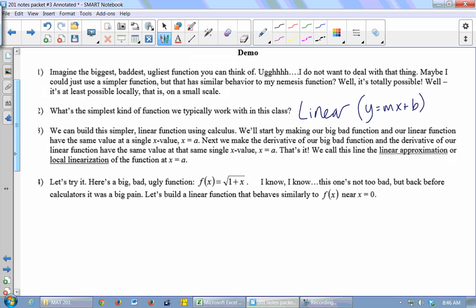Okay? We want it to have the same behavior as our big bad function. So we make sure that it has the exact same value at some single point. At one point, we want our line and our big bad function to have the same value. So we make sure that they match at a single x value. We'll call it x equals a. And then we also make the derivative of our big bad function and the derivative of our simpler linear function also match at x equals a.